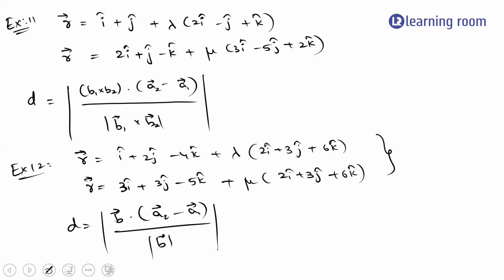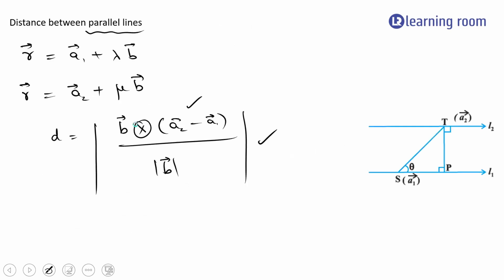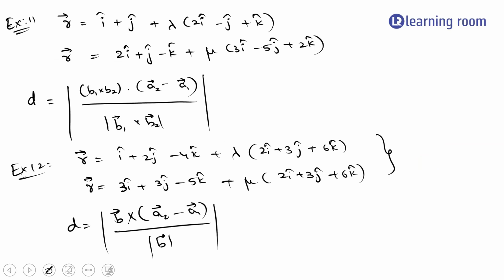Here it is B vector. I hope in the numerator you do cross product. No, I do cross product. But so this is the formula. Did you do the cross product? Even after doing cross product, I got a different answer. So A2 vector minus A1 vector, how much is it? 2I cap plus J cap minus K cap.